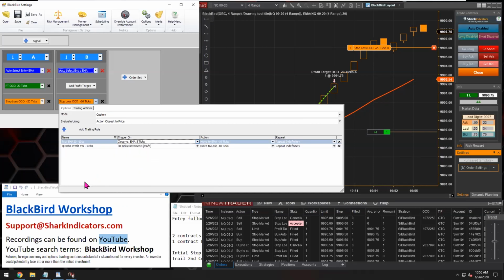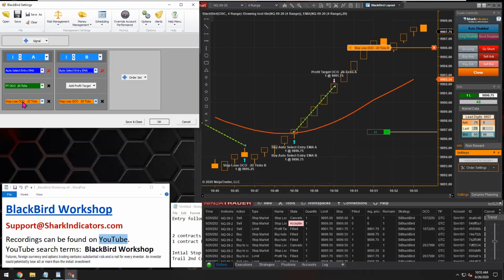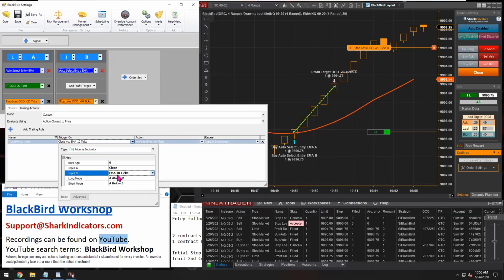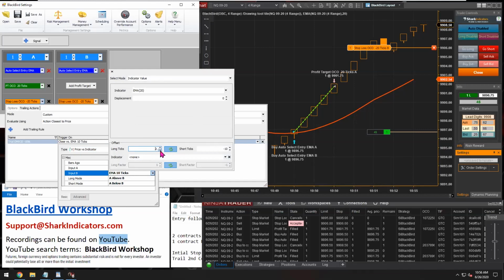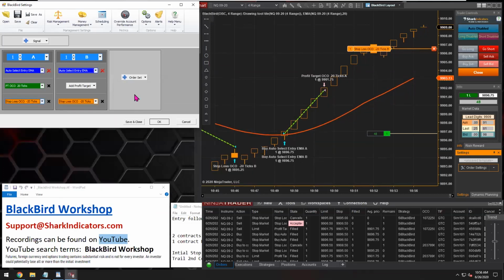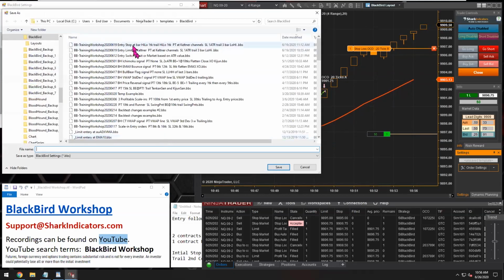So, all right, let's just go in here, and we'll take both of these price versus indicator conditions and just make this a 5 tick offset from the EMA there. All right, something like that. And let's save this out here.